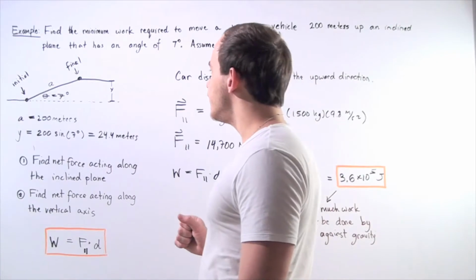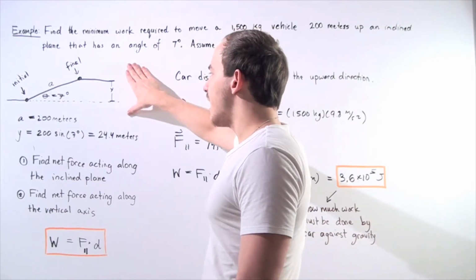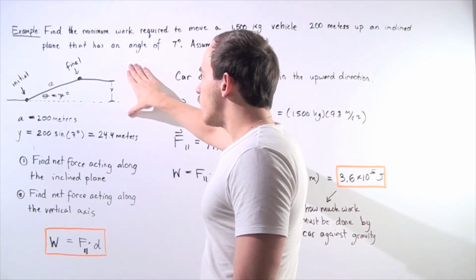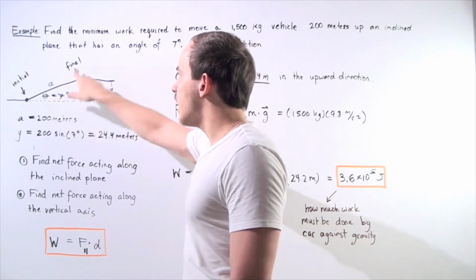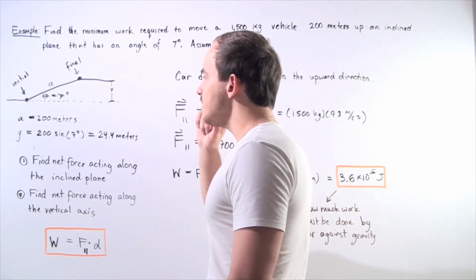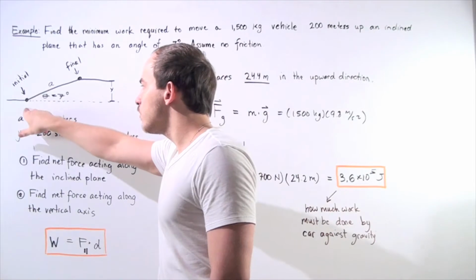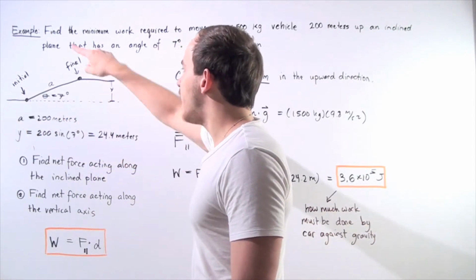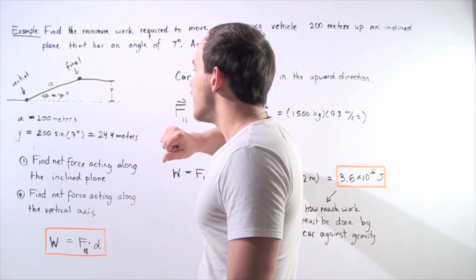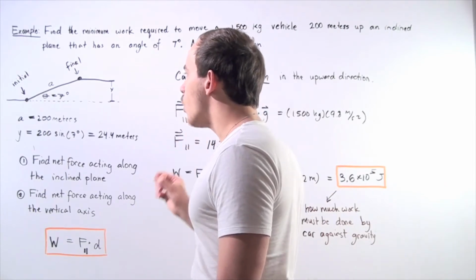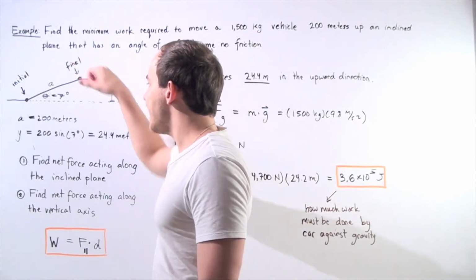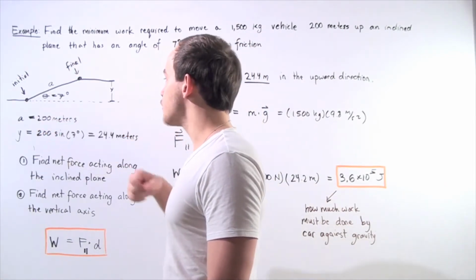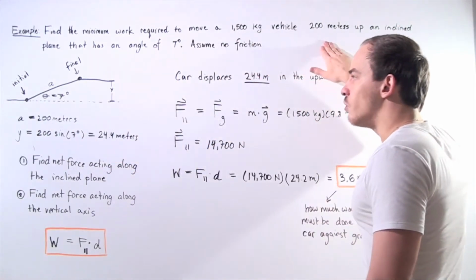So let's begin by looking at the following diagram. In the diagram, the angle that the inclined plane makes is 7 degrees, and we have the initial point where the car begins and the final point where the car ends up. Now our displacement along our inclined plane, given by A, is 200 meters. That's something that we know.